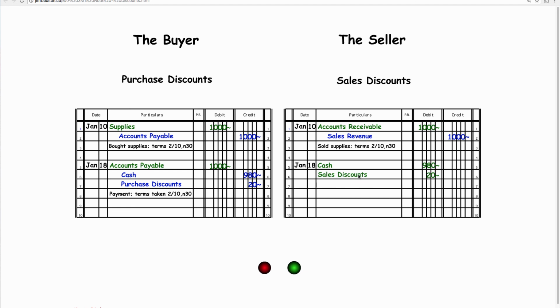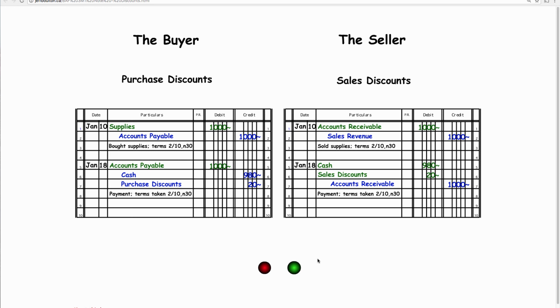So the discounts, whether they're sales discounts or purchase discounts, they go on the same side as cash. Doesn't matter when, where, or how. They're always on the same side. And then they'll credit their accounts receivable to wipe out what's owed. And that's how you record a discount.